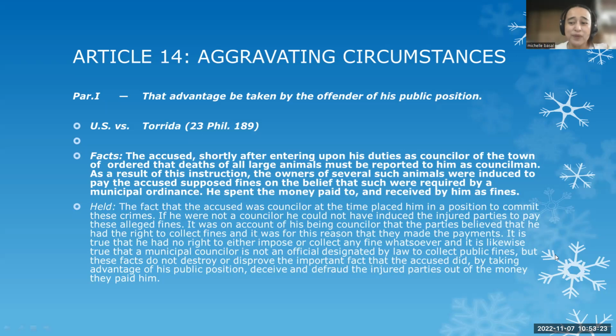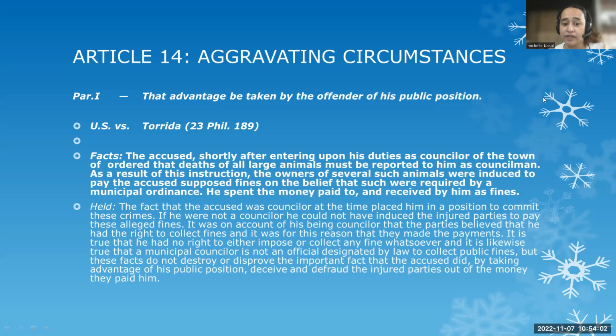So take note, there was no law mandating payment of fines for death of large animals. But then suddenly this councilor just decided to exact some fines, which is also not allowed under our laws, because if there are certain penalties, it should be in a local ordinance or national law. So it is likewise true that he had no right to either impose or collect any fine whatsoever, and it is likewise true that a municipal councilor is not an official designated by law to collect public fines.